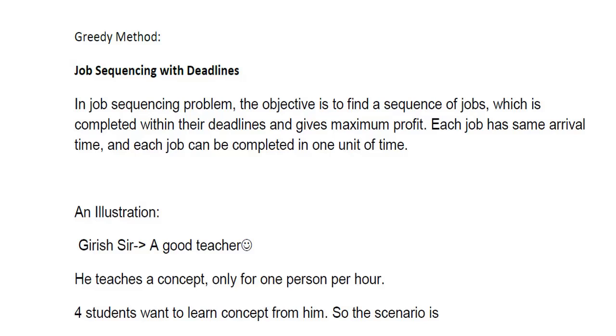For example, this is used where a computer processes its data, where a processor takes a process for execution, and the processor can work on only one process at a time. So job sequencing with deadlines is used mainly in CPU processing. Job scheduling is an example of that. So let's go with an illustration.